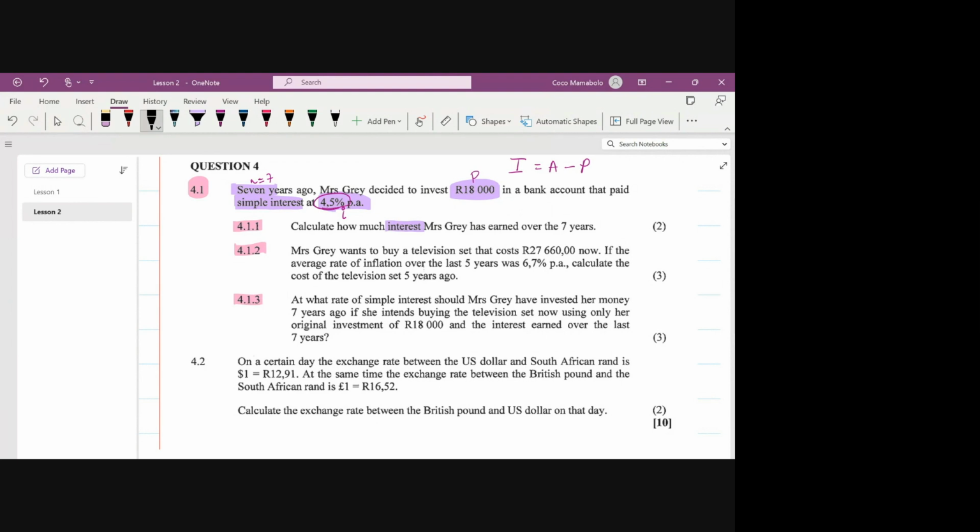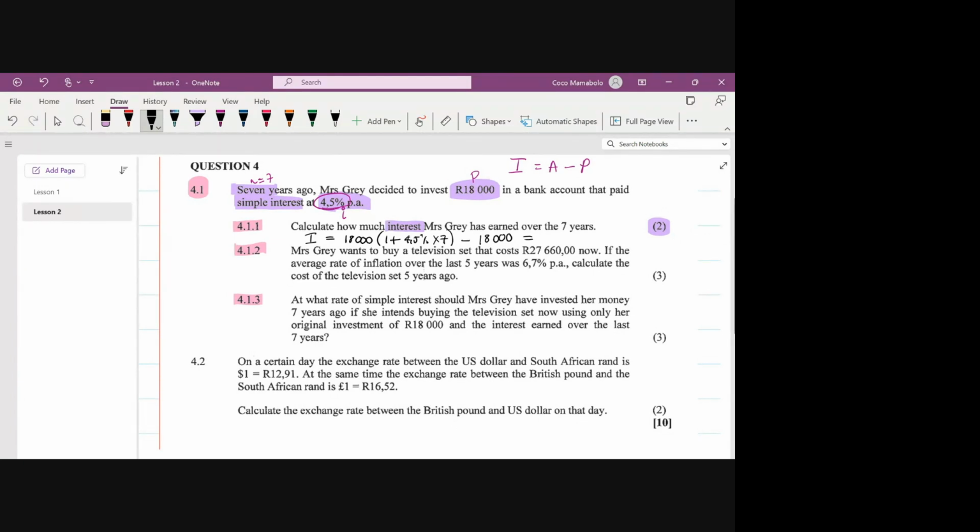The reason why it's only a 2-mark question is because you can do it in one go. I'll show you how we're going to do that. We can write here, our interest is going to be our A value. Our A value is the calculation 15,000 open brackets 1 plus 4.5% times 7, and that will give us our A value. And we're just going to minus from that our P value, which is 18,000. So you can do this all in one calculation on your calculator. You don't need to separate it into 2 separate calculations.